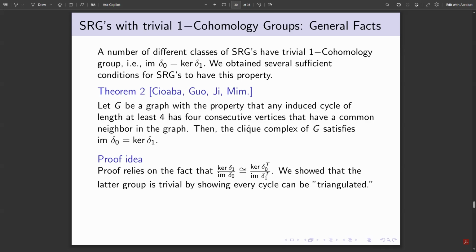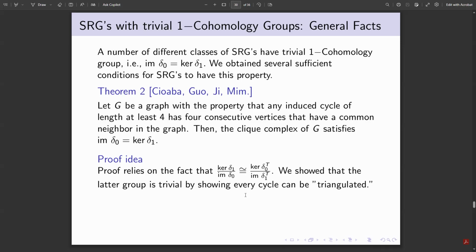If you look at the quotient group, or you can think of it as a module, actually it's a quotient vector space in this case because we're doing things over R, which is kernel delta 1 over image delta 0. I'm trying to show that this is trivial, which is equivalent to showing that kernel delta 0 transpose over image delta 1 transpose is trivial. So it's a map that comes from vertex to the empty set versus edge to vertex, divided by the map that's coming from triangle to edges.